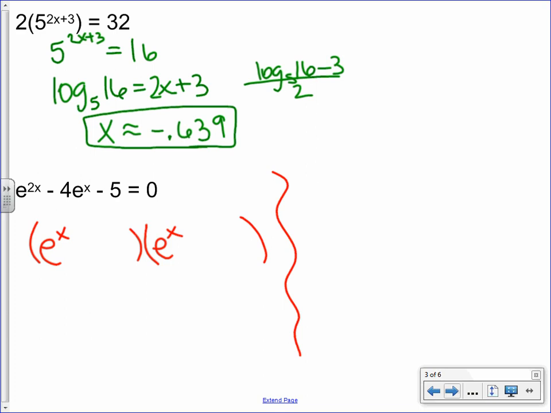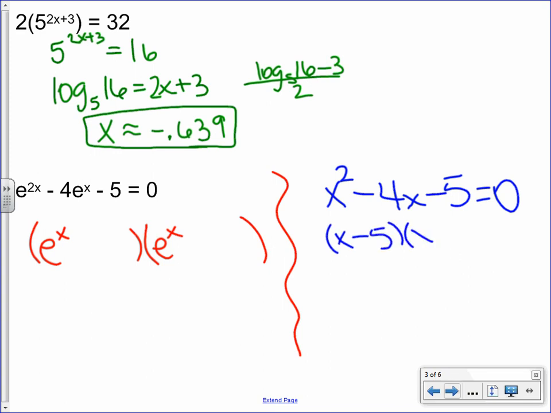How about this? If I asked you for x squared minus 4x minus 5 equals 0, what would you do? You would factor to x minus 5 and x plus 1, right? Look at this pattern. e to the 2x minus 4 e to the x minus 5. We can actually factor this to e to the x minus 5 times e to the x plus 1.